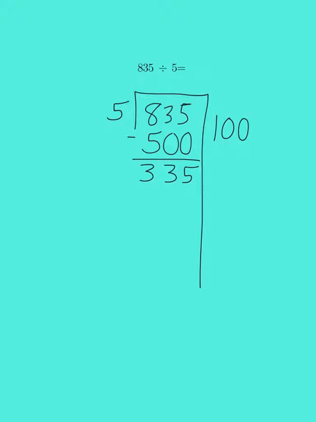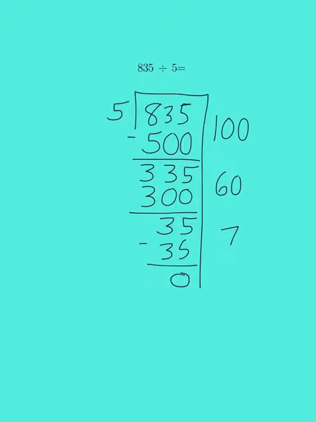So now we're going to think of multiples of 10. 60 times 5 would be 300. We have 35 to divide remaining, so now this is just a basic fact. 5 times 7 is 35 with 0 remaining.